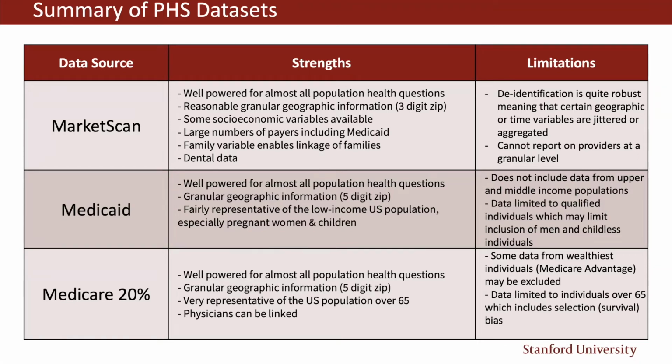Some limitations is the de-identification is quite robust. So if you're looking at sort of harder to get things from that perspective, it may not be ideal. And obviously you can't report on providers or payers. You can report on prices, but there's no identifiable information with respect to providers or payers. We do have Medicaid data. We have Medicaid, through Mathematica as described.